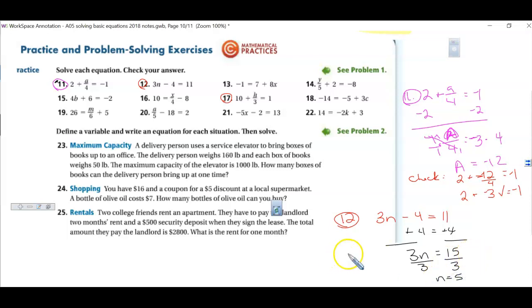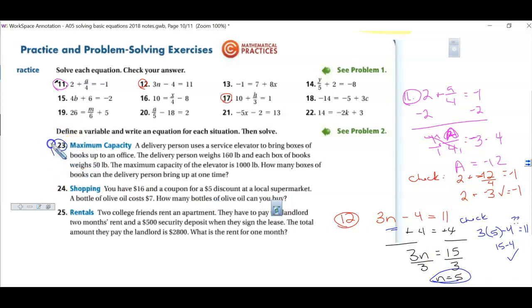And again, as I'm looking at that problem, instead of even doing the check in the back, I want to think, oh, if I am going to check this work, I'm going to take 3, but instead of n, I just found n was 5, so 3 times 5, and if I subtract 4, the question is, does that equal 11? And 15 minus 4 does equal 11, and it checks, which means this is our solution.